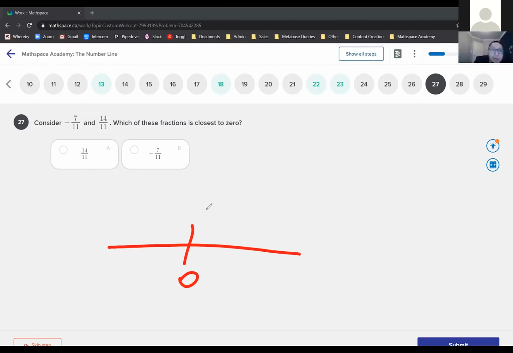Here's 0. Now, negative 7/11, if here's 1, and here's negative 1, so negative 7/11 is in between 0 and negative 1. It's like maybe here, right? It's over halfway. Whereas 14/11, well, 14 over 11 is actually an improper fraction. It's actually 1 point something. So it's actually over here somewhere, right? This is 14 over 11 over here. So we can see that negative 7/11 is much closer to 0 than the other one. So it's this one here.